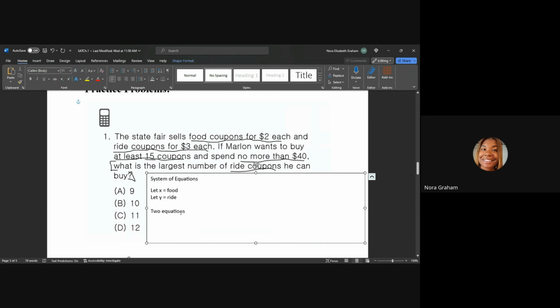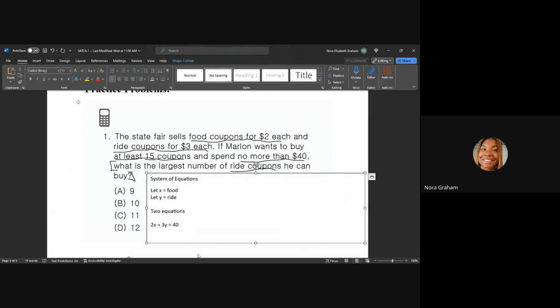So my food is X. Every time I get food, it's going to cost me $2. That indicates multiplication, 2X. And then my rides are 3. Each ride I take is going to be $3. So that's 3Y. And that's going to equate to $40. Okay, that's how I can calculate the money portion.